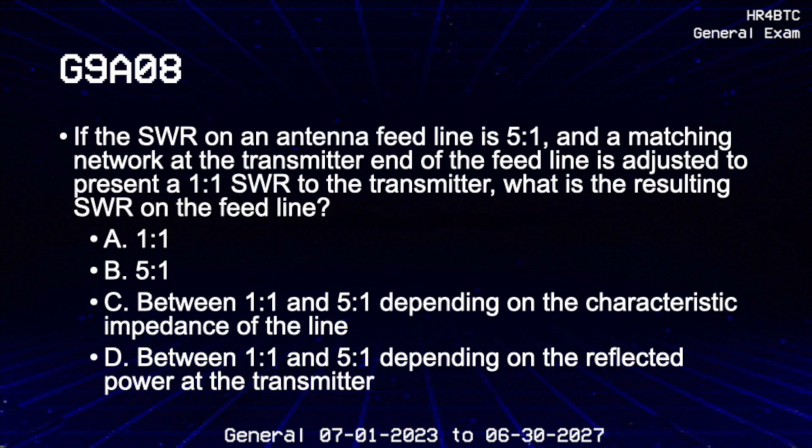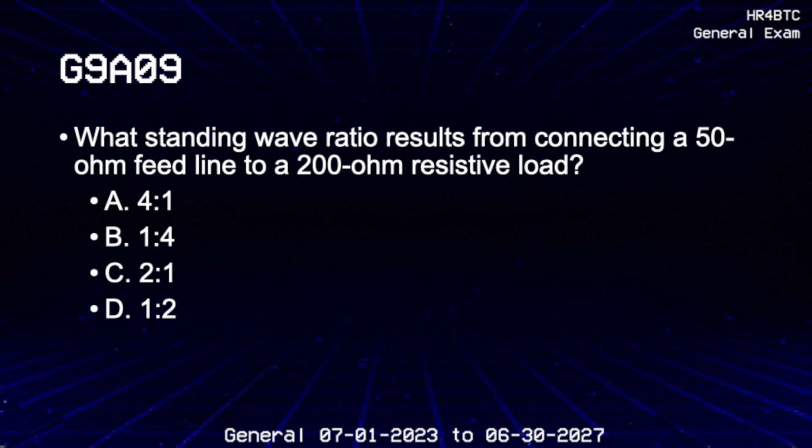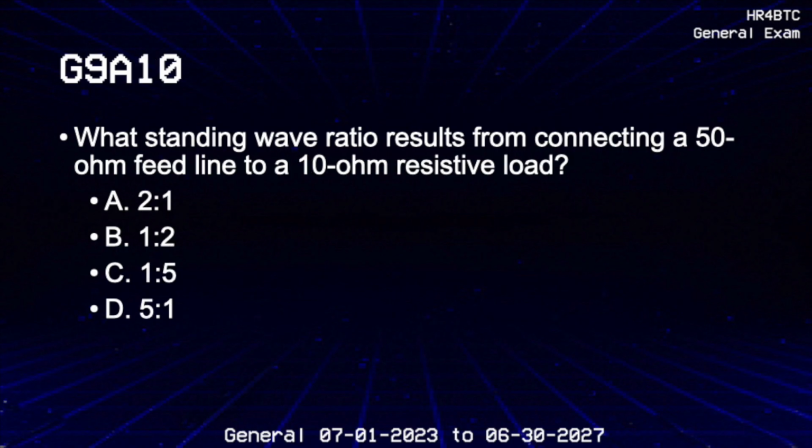If the SWR on an antenna feed line is 5:1, and a matching network at the transmitter end of the feed line is adjusted to present a 1:1 SWR to the transmitter, what is the resulting SWR on the feed line? 5:1. What standing wave ratio results from connecting a 50-ohm feed line to a 200-ohm resistive load? 4:1. What standing wave ratio results from connecting a 50-ohm feed line to a 10-ohm resistive load?